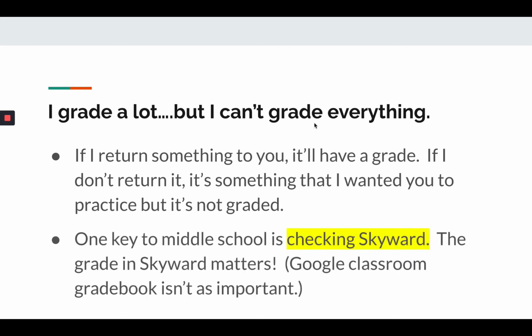The best place to check your grades: you turn things in, and we use Google Classroom, and I return things with comments in Google Classroom. I tell you your grade on a specific assignment in Google Classroom, but Skyward is the place where the gradebook matters. So I check Skyward all the time. If I was in middle school right now, I would check it daily, every other day. And what you want to look for is any missing assignments or any assignments that you can correct. But check Skyward.